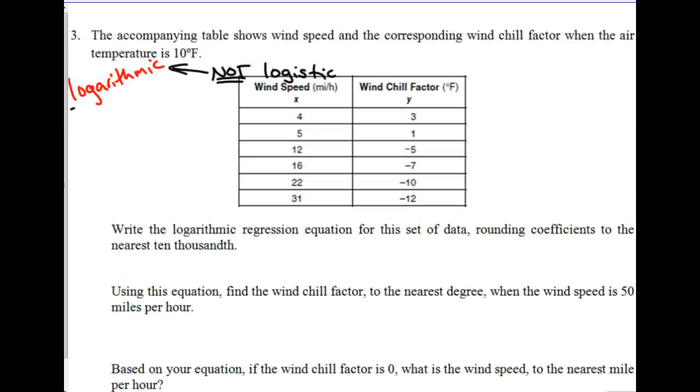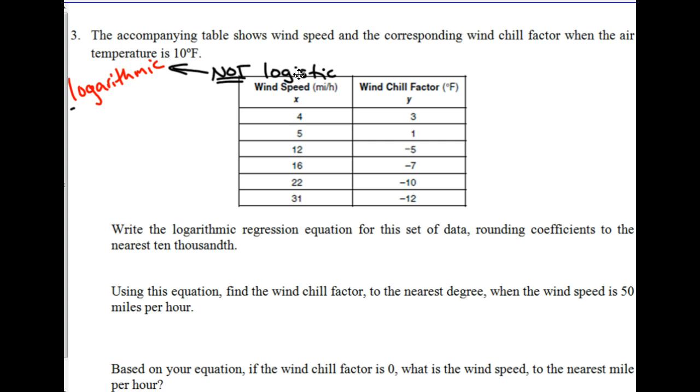Because number 3 is a very challenging question. Okay, first off, it is going to require a logarithmic regression. We already went through and stated that. Be really careful. You're not going to use the logistic. You're going to use the natural log. We already talked about that.